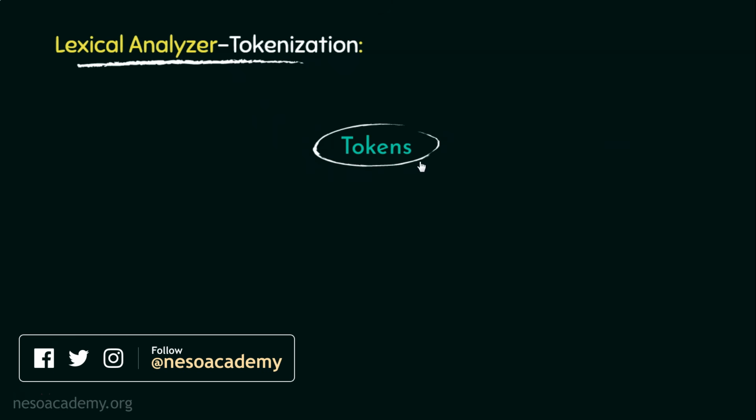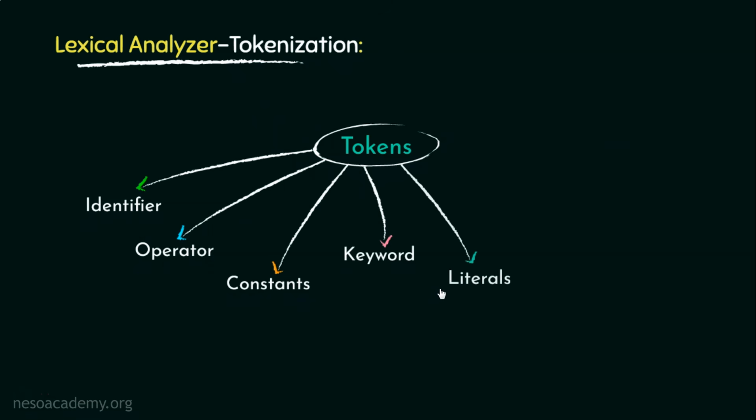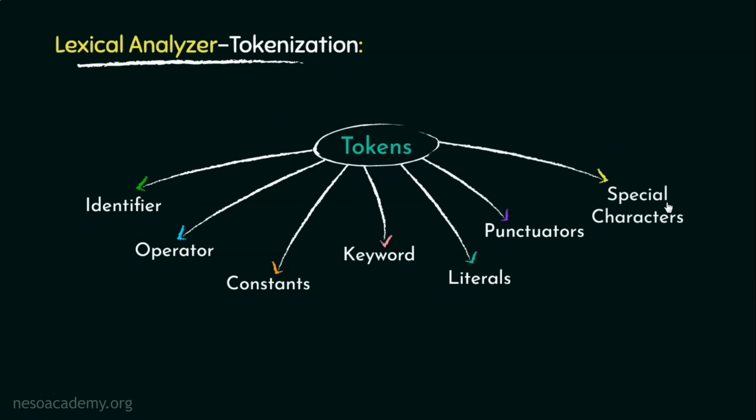In the previous session itself, we learned that tokens can broadly be classified into 7 different categories. These are identifiers, operators, constants, keywords, literals, punctuators, and special characters.